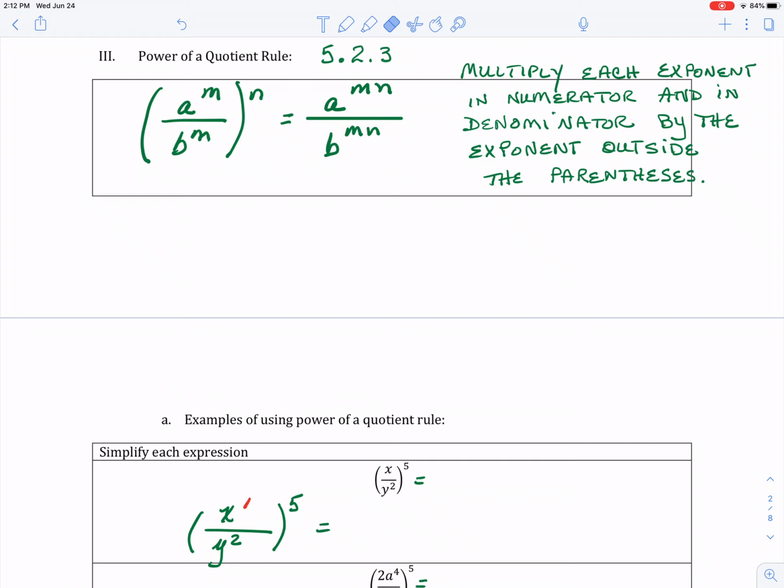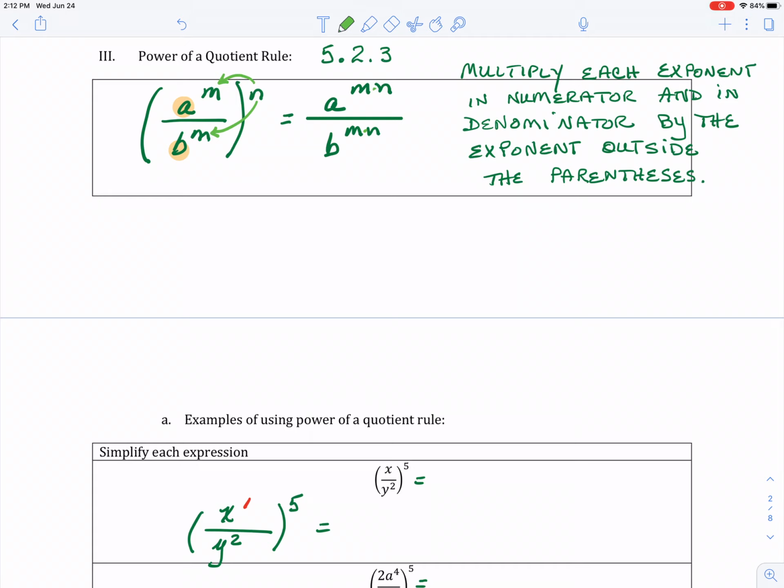Notice that the bases are different bases. One's a and one's b. But you can see, I hope, that this is going to be an extension of the previous rule. We're simply going to take the exponent on the outside of the parentheses and use it to multiply by each exponent on the inside of the parentheses. So we're going to be working on both the numerator and the denominator to make sure that all those exponents get multiplied together.